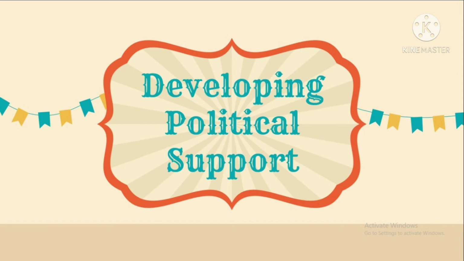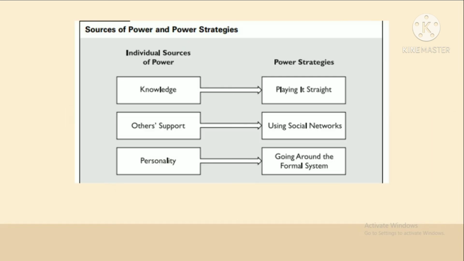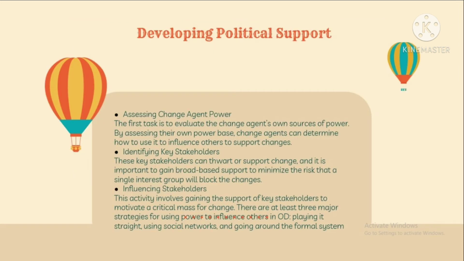Foundation number 3 is developing political support. And this is about sources of power and power strategies. If an individual's source of power is knowledge, their power strategy is playing it straight. If an individual's source of power is other support, their power strategy is using social networks. And if an individual's source of power is personality, their power strategy is going around the formal system. Managing the political dynamics of change includes the following activities.